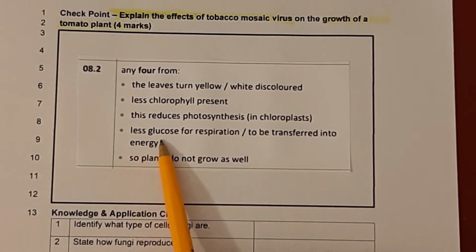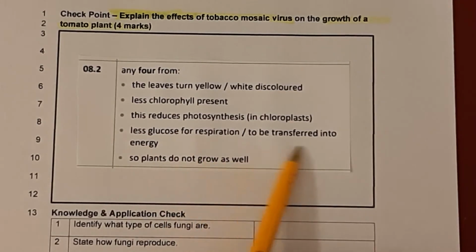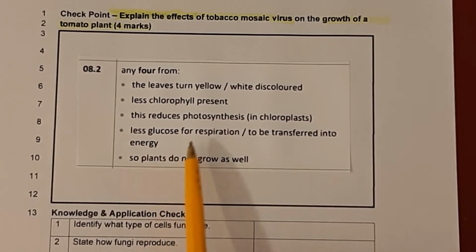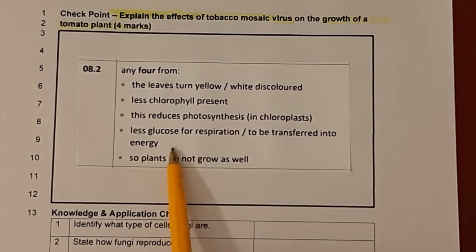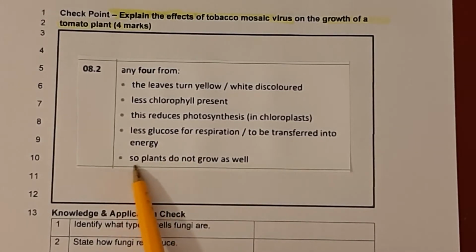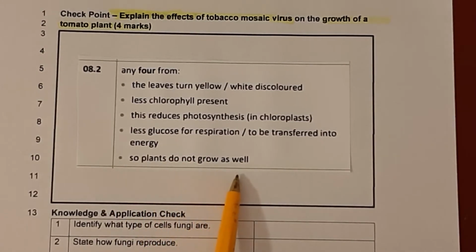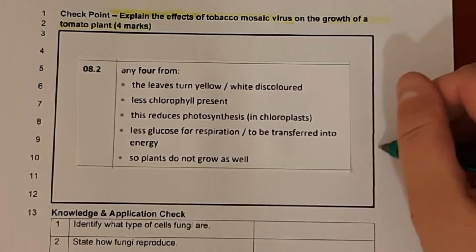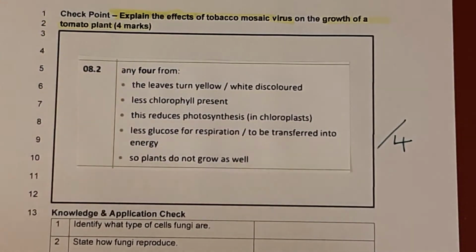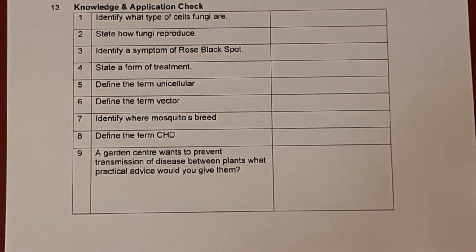If you said there's less glucose for respiration or less energy in the plant, or it's not getting as much food or nutrition, you will also get a mark. And then if you said the plants will not grow as well, you'll get another mark. So if you could give yourself a mark out of 4, please, for that. And then we're going to move on to the knowledge and application check. So if you could pause the video whilst you have a go at those questions, please.